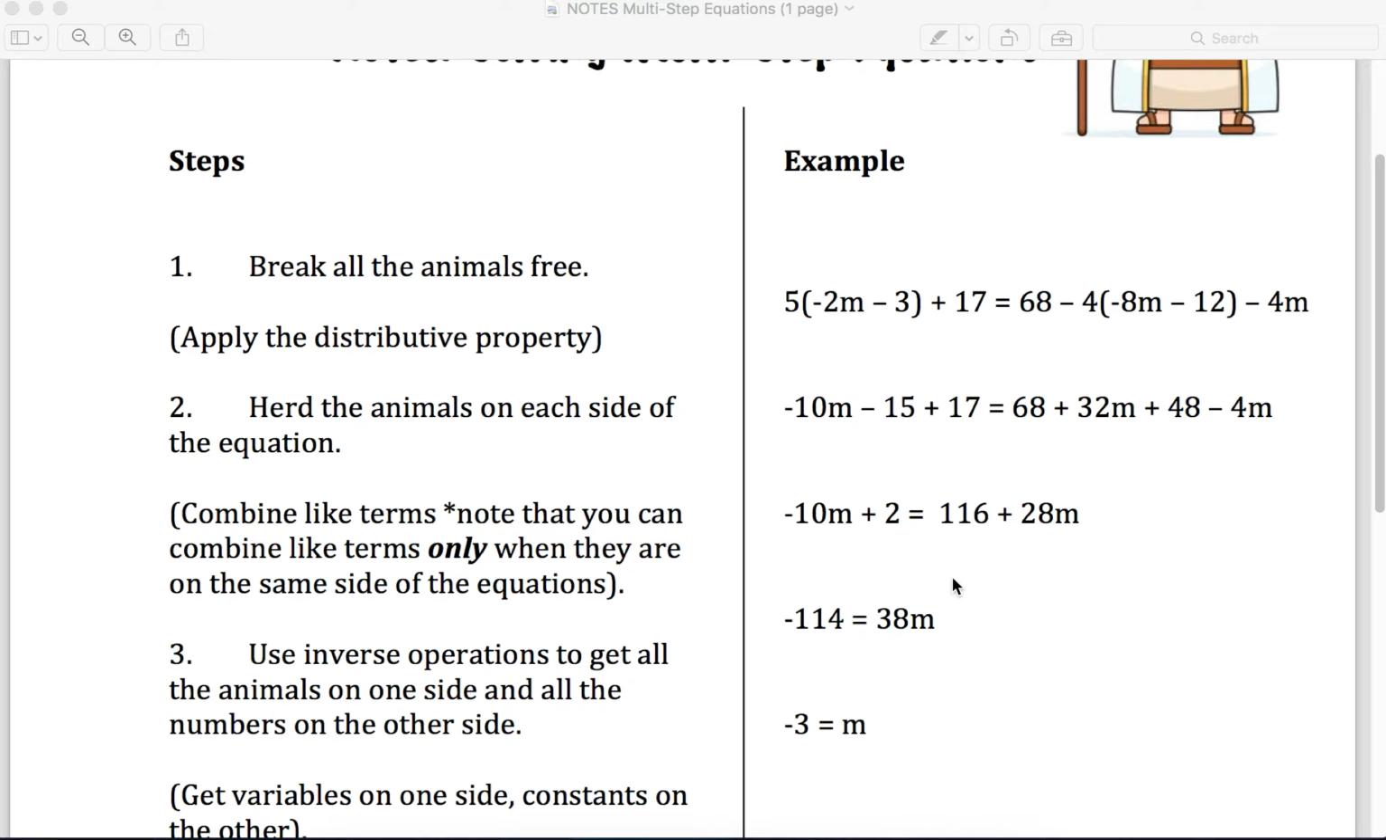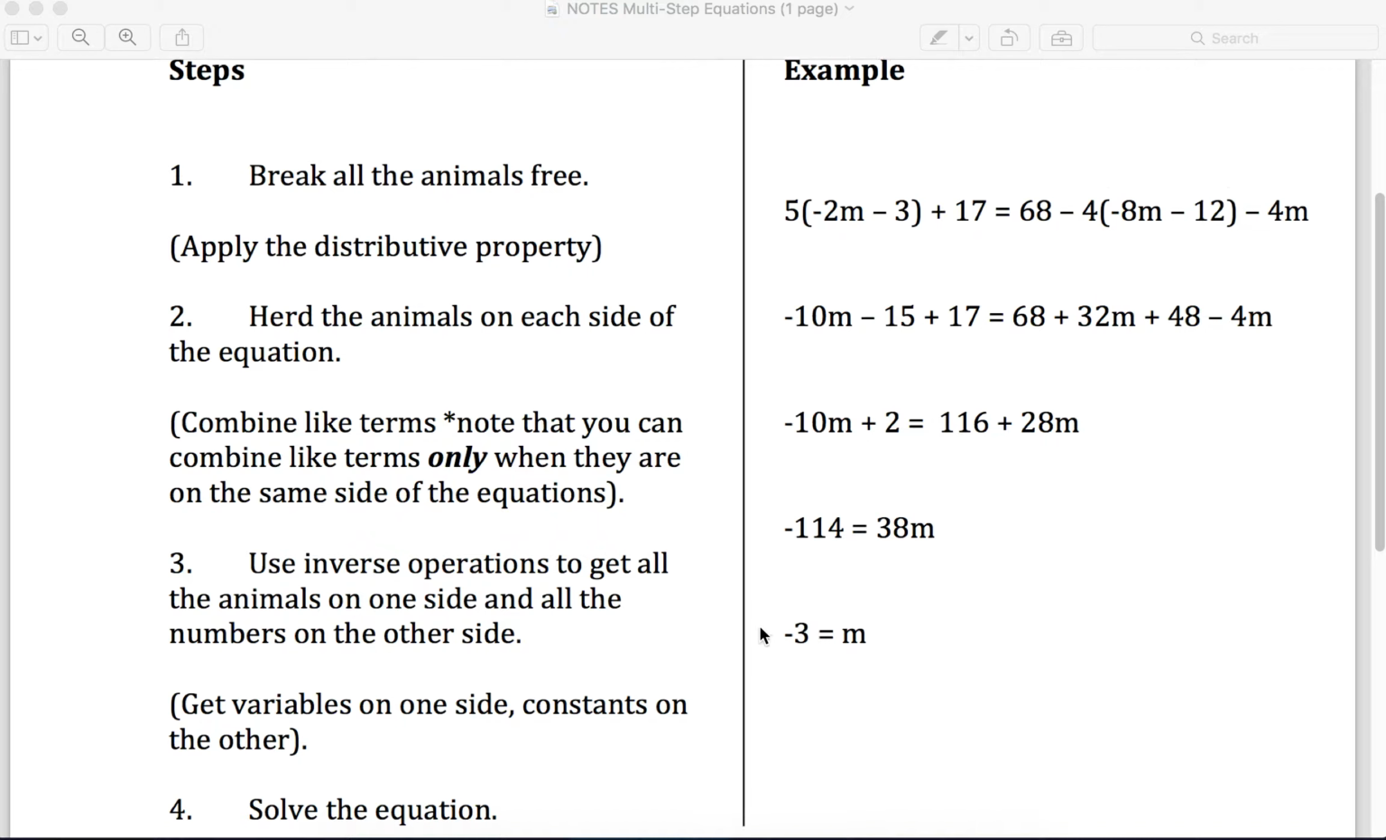Then with the numbers, we want all the numbers on the left, so we have this 116 on the right we're getting rid of. We're going to subtract 116 from both sides. On the right we have 0, so we're zeroing out this term. On the left we have 2 minus 116 is negative 114.